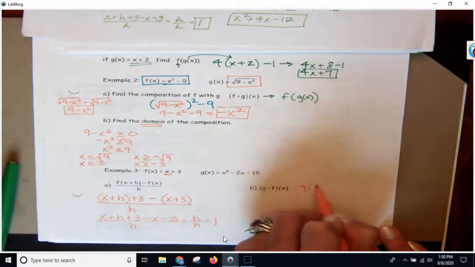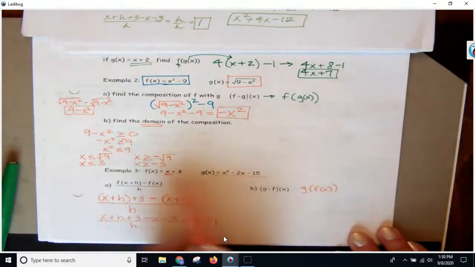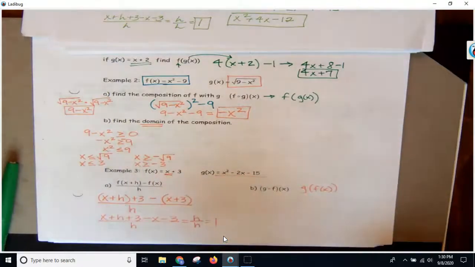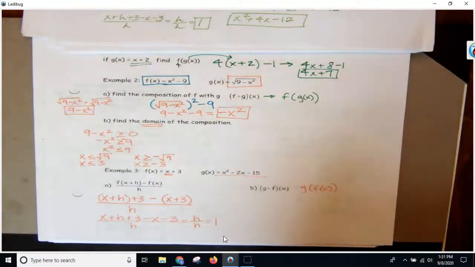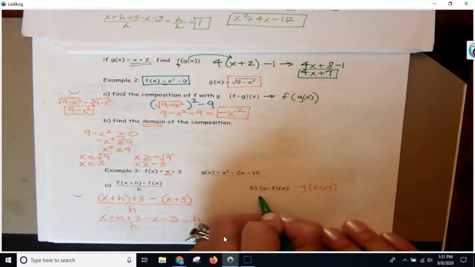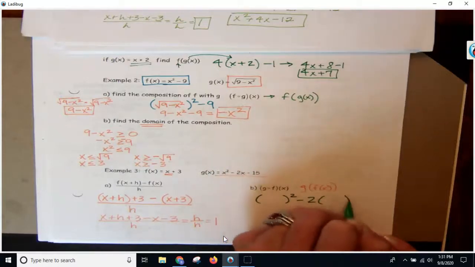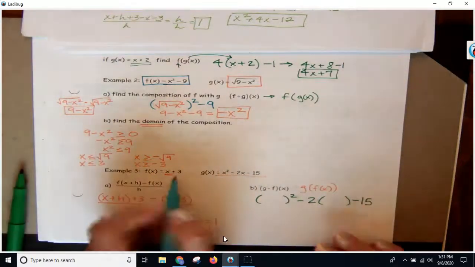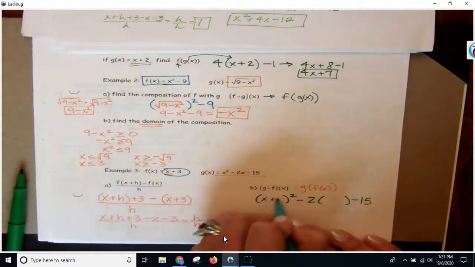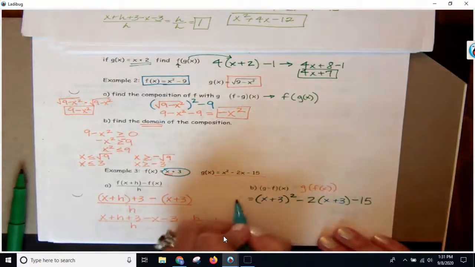This is g of f of x, which means you're going to start with the g and plug in this x plus 3 everywhere there's an x. So if my base is g, pause and you do it. My base is g, I'm going to have whatever squared minus 2 of whatever minus 15. So then in here I'm plugging in x plus 3, x plus 3, and now I'm working it out. This is g of f of x.